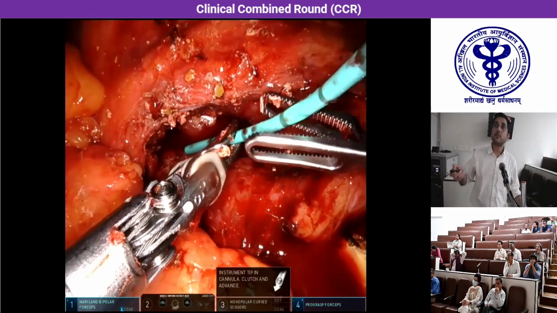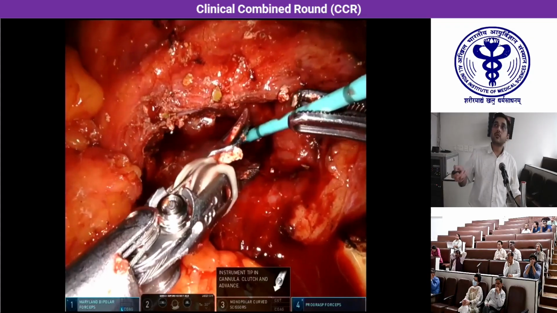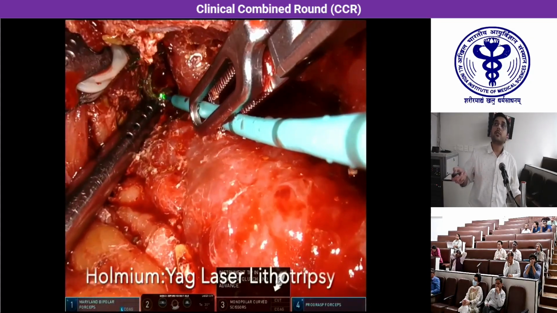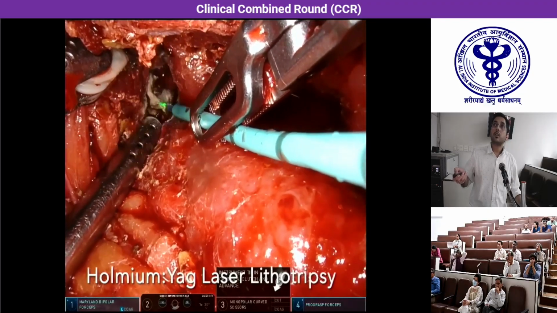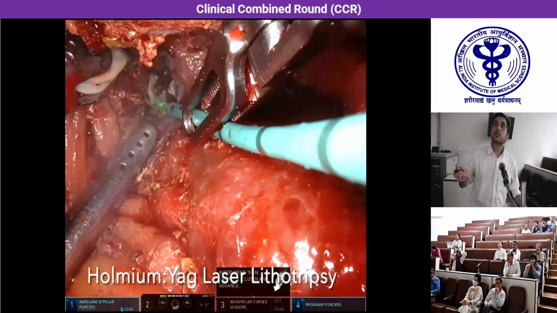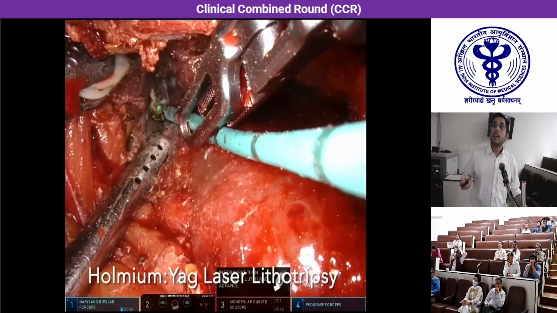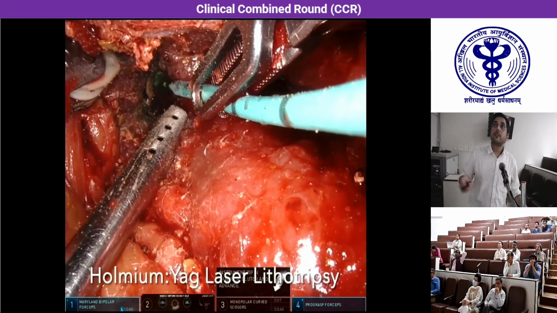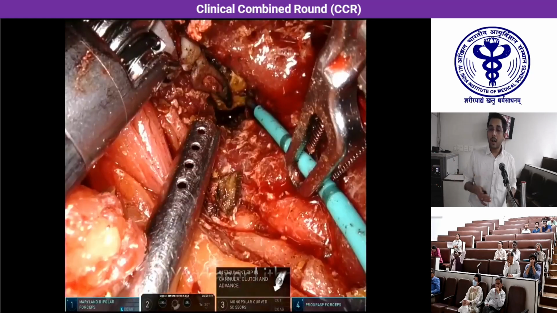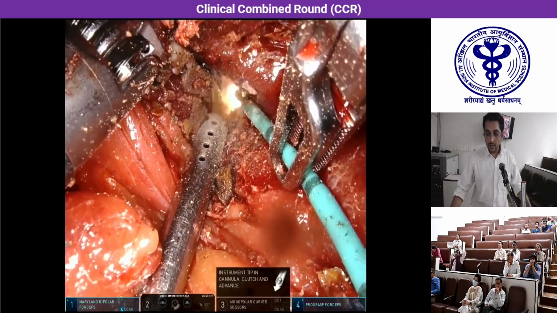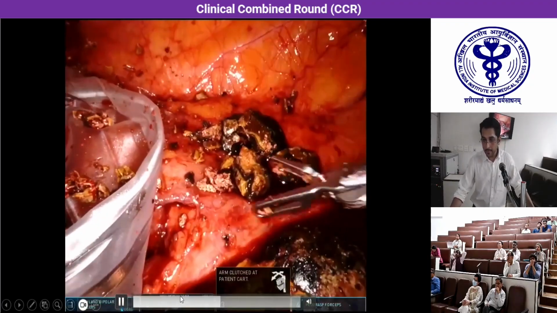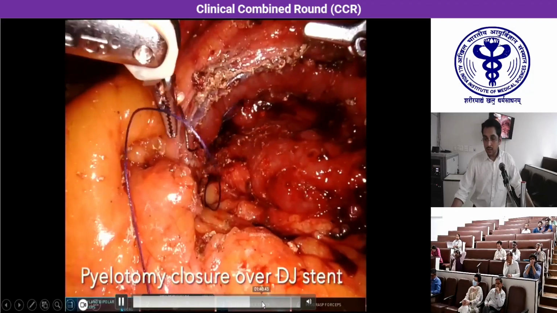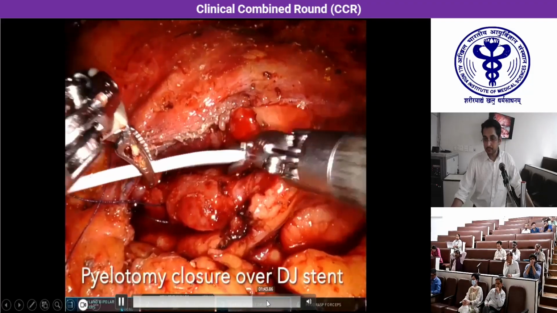So it took care of most of the part, but in the cave of the superior calyx, even the lithoclast was ineffective. And therefore we had to use this holmium YAG laser to dust and completely remove the superior calyx part of the stone. Subsequently, we carefully removed every little part of the stone and retrieved it in a bag and closed the pyelotomy over a DJ stent.